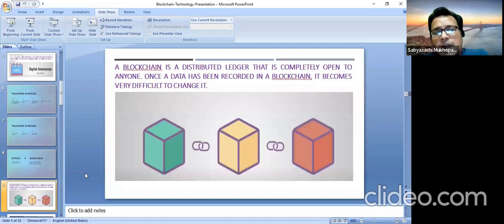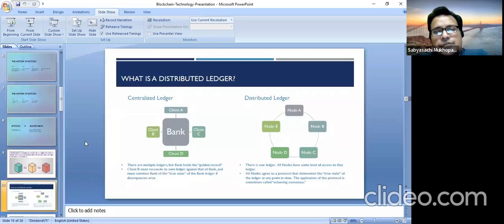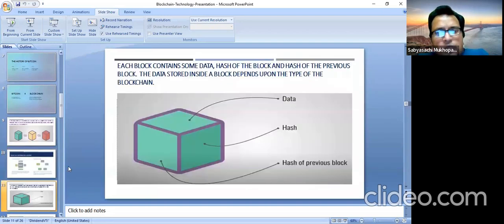Then along with that, we have talked about the overall distributed ledger concept using blockchain. Then to see what a distributed ledger is, and what the difference is between the centralized ledger and distributed ledger concept, we have tried to understand. Then we move towards the next portion, that is each block having three parts: data, hash, and hash of the previous block.